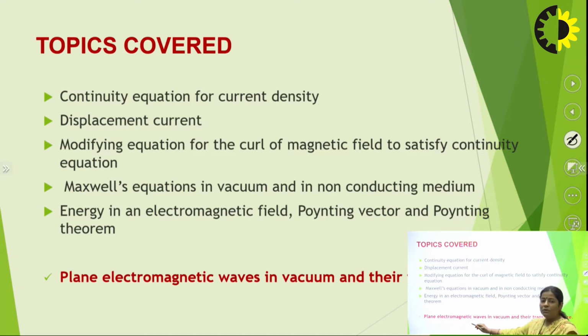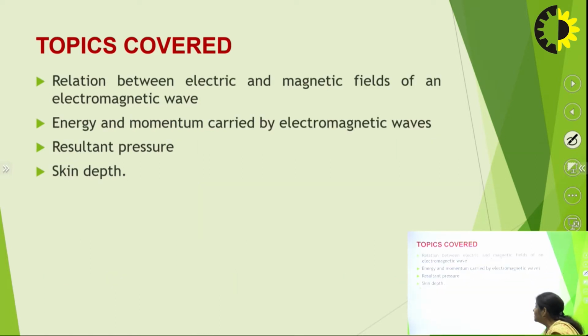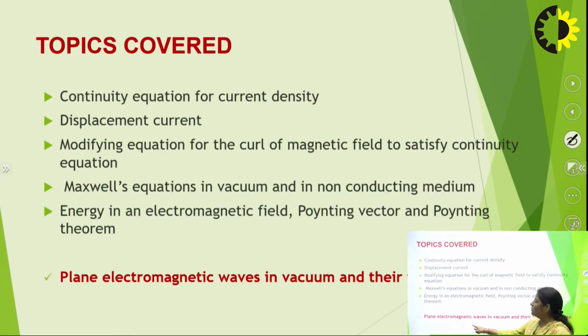And then this topic which you are able to see, plane electromagnetic wave in vacuum and their transverse nature, this topic I will be discussing with you. All right, some other topics which are here, they are relation between electric and magnetic field of an electromagnetic wave, energy and momentum carried by electromagnetic waves, resultant pressure and skin depth. So this was the discussion of all the topics which are there in the unit 2. Out of these topics, I will be concentrating on this plane electromagnetic wave in vacuum.